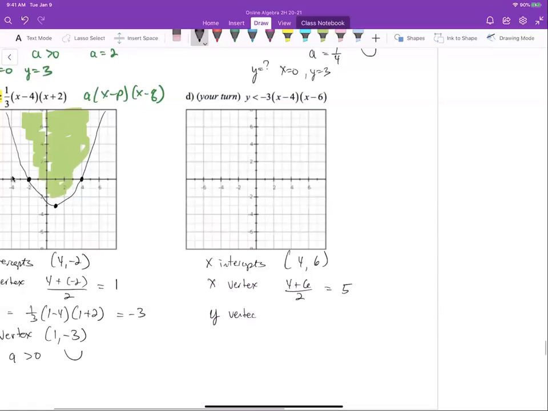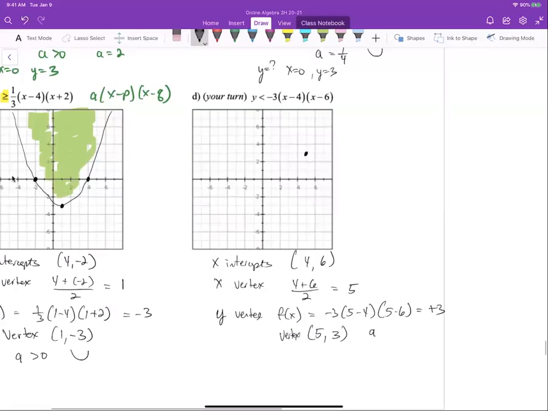How do I find my y-coordinate of the vertex? Well, I take that 5 and plug it into the equation, and I find the value of that equation when x is equal to 5. So 5 minus 4 times 5 minus 6, and I will find that to be a positive 3. So my vertex is located at 5, 3. So let's go plot that. There it is.